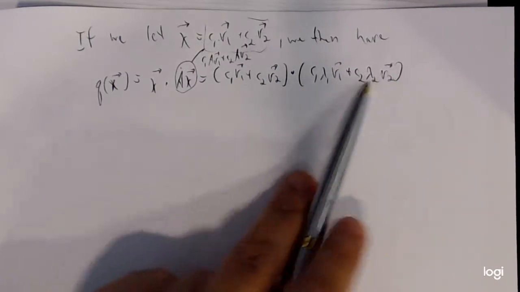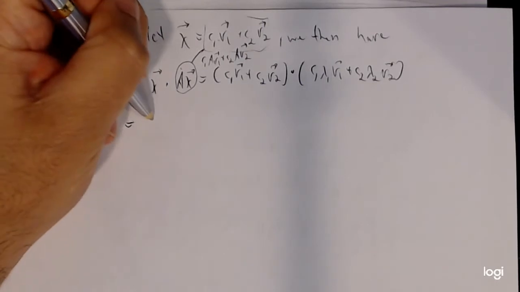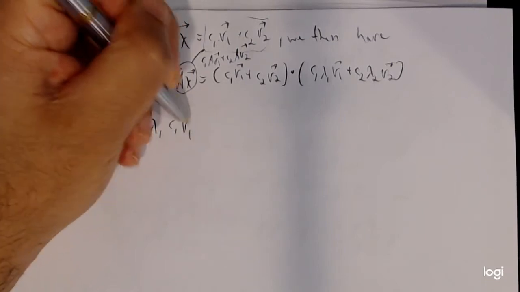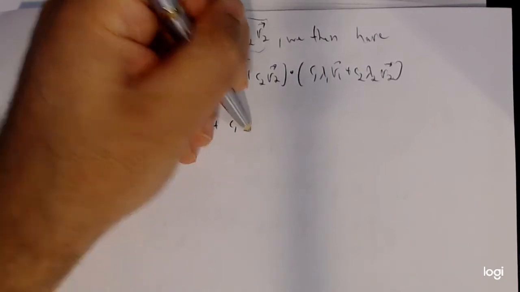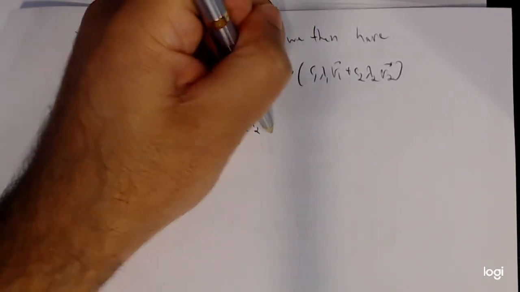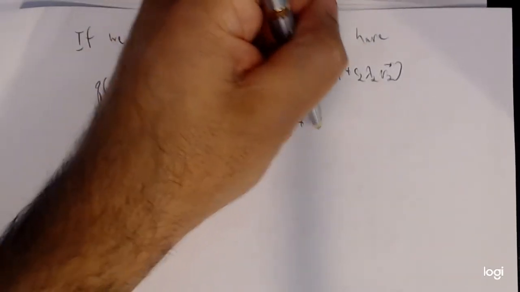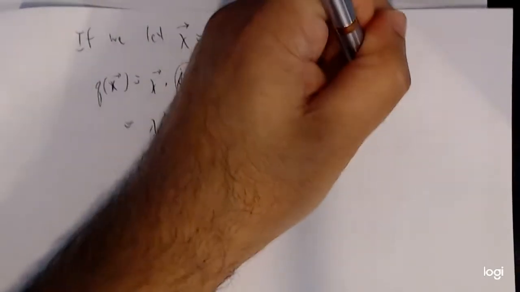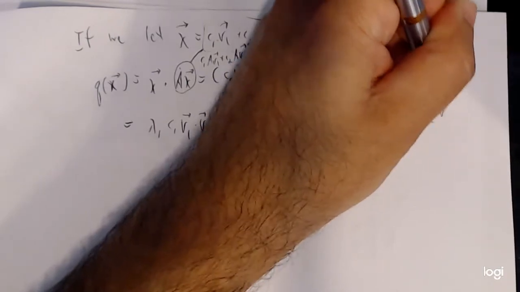Now, what's nice about this is now I could perform my dot product. And if I perform my dot product, what do I get? I get lambda sub 1, c sub 1, v sub 1 dotted with v sub 1, plus c sub 1, c sub 2, lambda sub 2, v sub 1 dotted with v sub 2, plus c sub 1, c sub 2, lambda sub 1, v sub 2 dotted with v sub 1, plus c sub 2 squared, lambda sub 2, v sub 2 dotted with v sub 2.